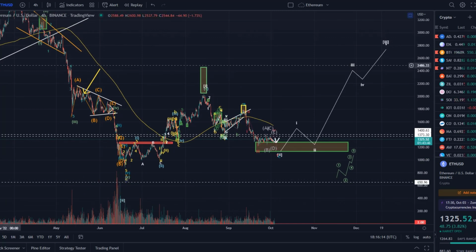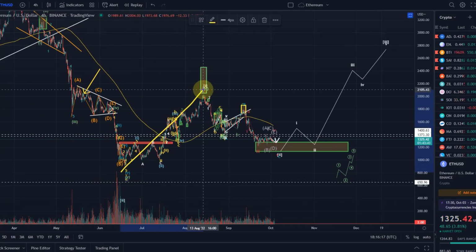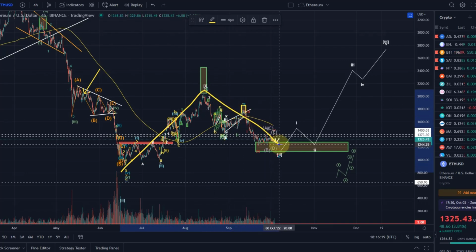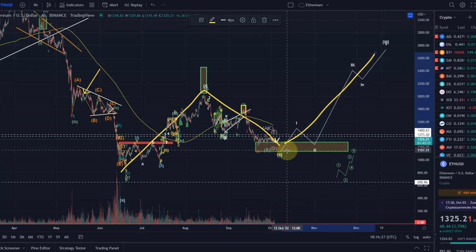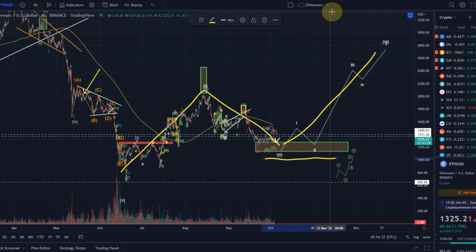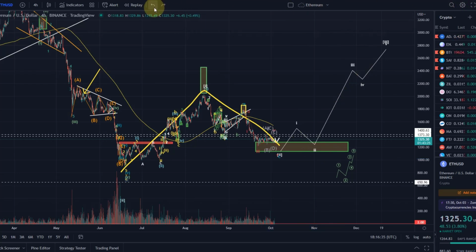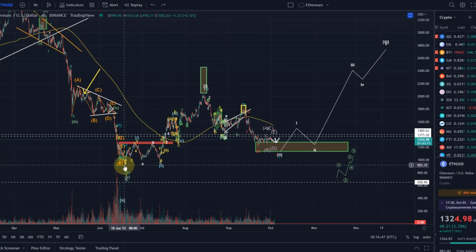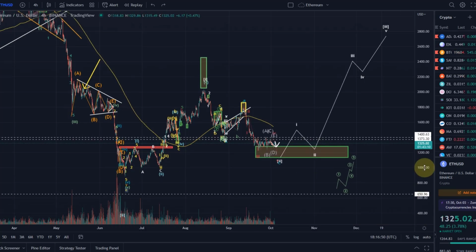Looking at the entire pattern, we can say that we had a wave 1 here, and this is a wave 2. We just had a lot of sideways movement in the last few days and weeks, and next we would move up in a 3. This scenario remains valid as long as we stay above the $1,000 level. We need to stay above that level to keep this as a possibility. That is also currently my preferred scenario, which basically means that Ethereum's low was already in here in June at $880.